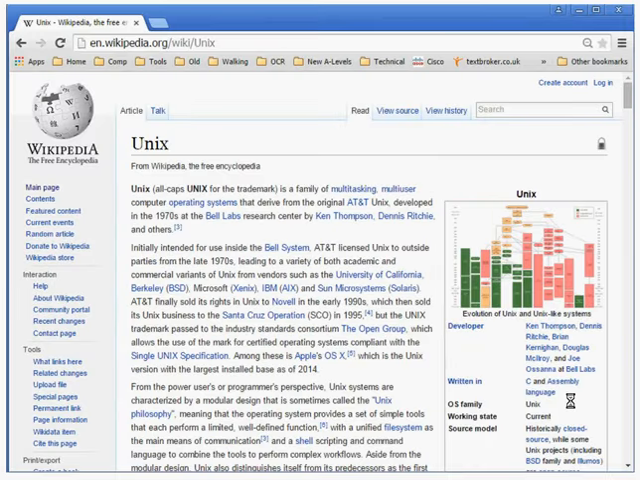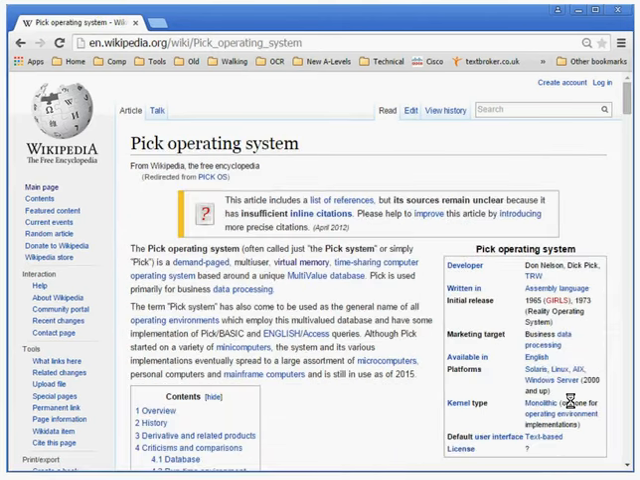If you're interested in doing some more reading on operating systems, you might delve into the world of operating systems such as Unix, or even surely the greatest operating system of all time, the PIC operating system.